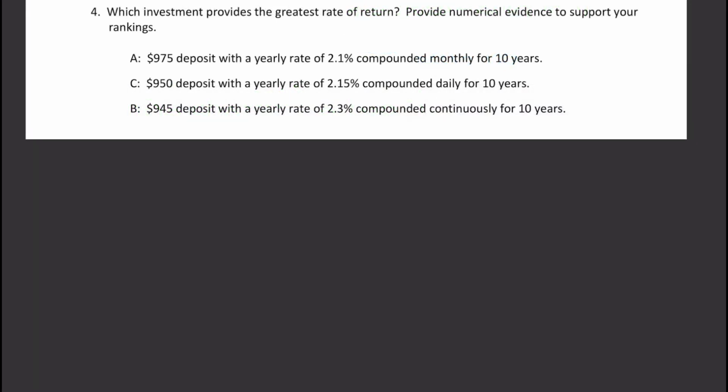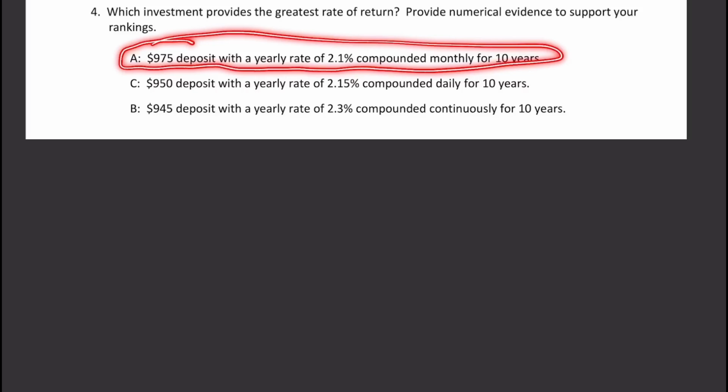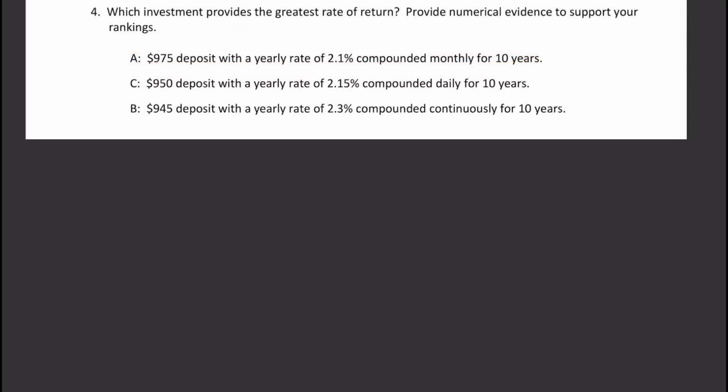Question 4 gives us 3 scenarios, and it wants to know which investment provides the greatest rate of return. So 3 separate calculations. For part A, we've got a $975 deposit, a yearly rate of 2.1%, and it's compounded monthly for 10 years. So one thing I notice here is time is the same in all 3. So I need to use my compound interest formula.